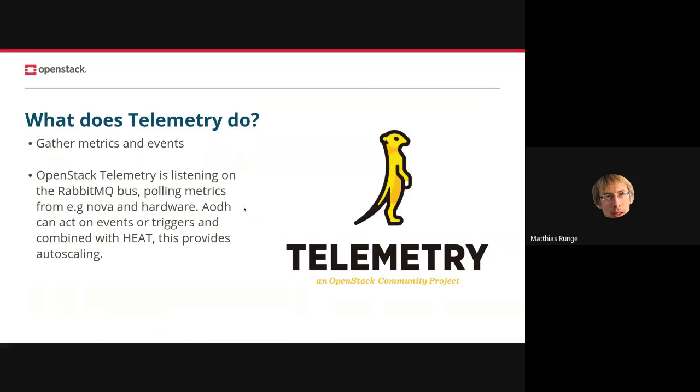So, what does telemetry do? Telemetry is used for gathering metrics and events. It is listening on the message bus and captures events like a VM was spawned, a network was created, or a volume has been deleted. It is also using the OpenStack API to pull data out of the services to collect information about usage, memory consumption on a tenant basis. Combined with the service Aodh, and together with Heat, it provides an auto-scaling service, for example, to scale up or scale down resources.